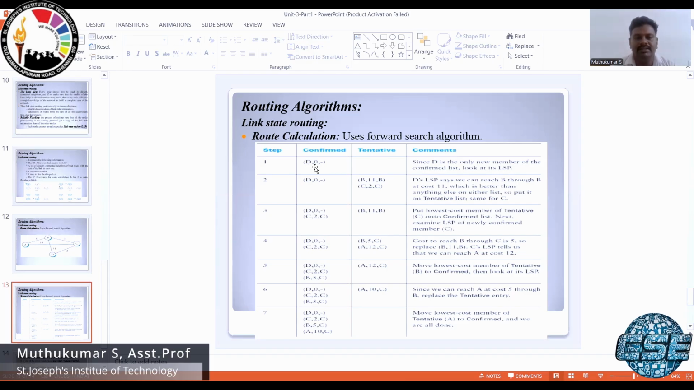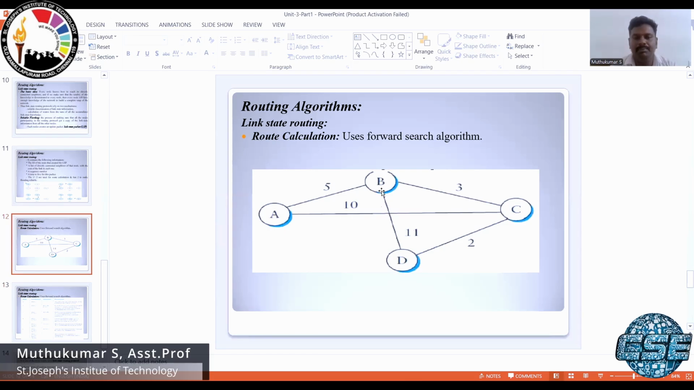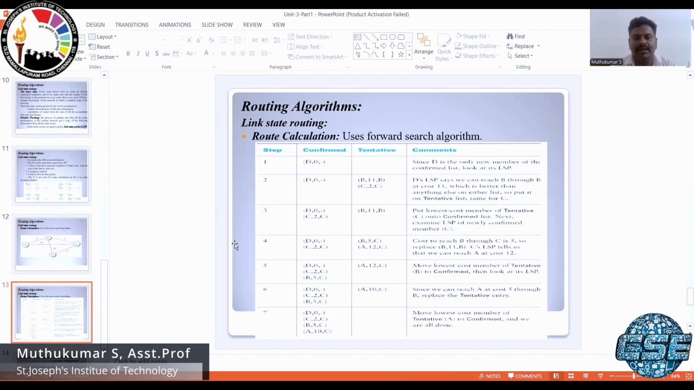The cost to reach D is 0, then there is no next hop. So this is the tentative as well as confirmed list because I am taking D as a source node. Next, find out the values available in the D node. That is, D knows about B and C. That means you can reach C and B because these two are directly connected. Those values are mentioned here.